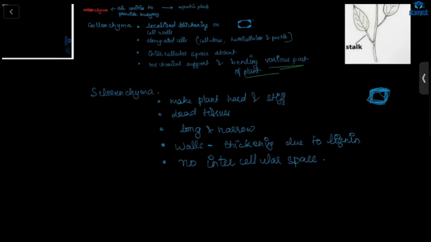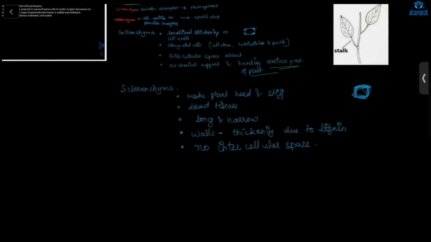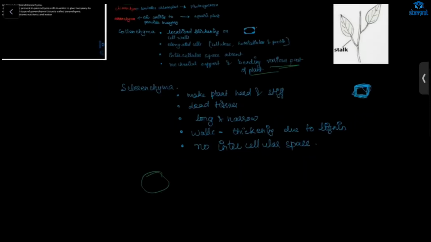And in sclerenchyma, they are dead cells. And they are long and narrow. In all the parts it will be thickened. For the parenchyma, no thickening. For the collenchyma, there is thickening somewhere like this, you can say.